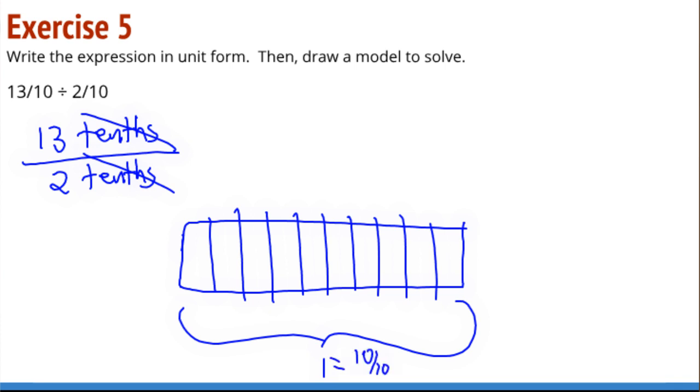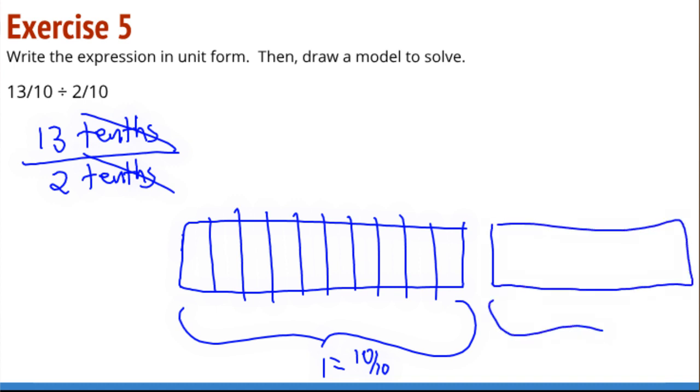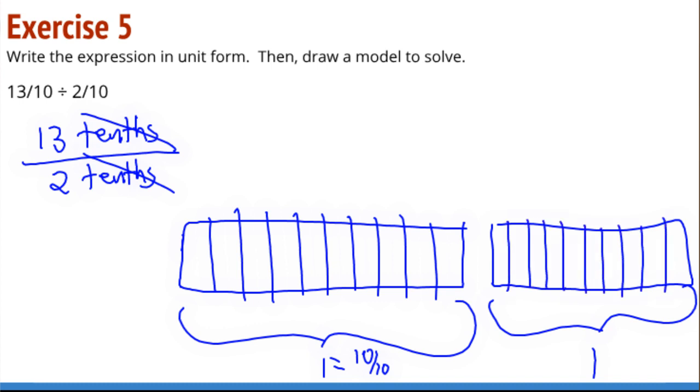But I also need 3/10 more, so I'm going to need a second whole. And 1, 2, 3, 4, 5, 6, 7, 8, 9. And on this one, I'm only going to need 3/10. 1, 2, 3. 3/10. Okay. So now I've got 13/10, and I want to make groups of 2.